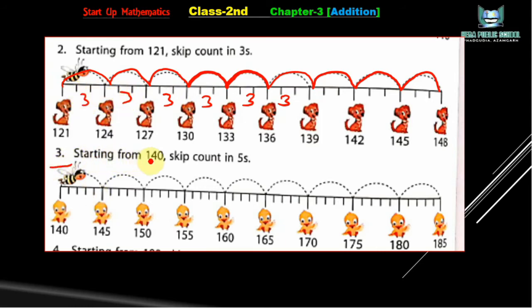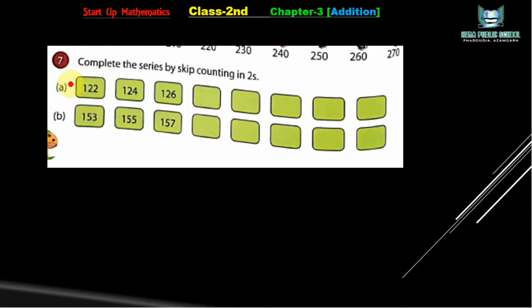Starting from 140, skip count in 5s means the difference will be 5. 150 plus 5, 155. 155 plus 5 is equal to 160. 160 plus 5 will be 165, 170, 175, 180 and lastly 185. So the difference is 5. So this is 5s. Now we are going to solve the questions of the exercise.